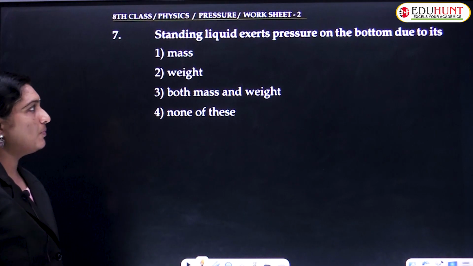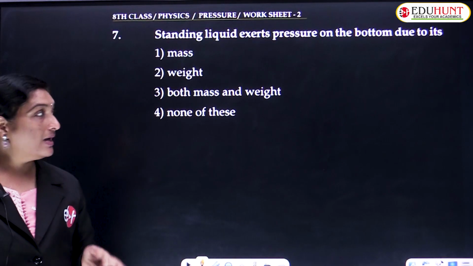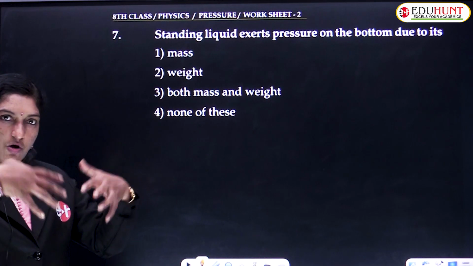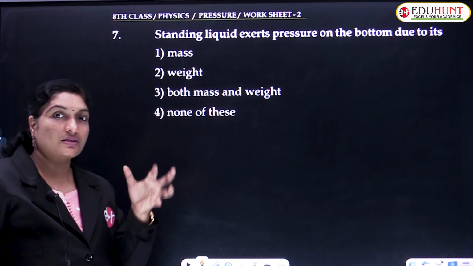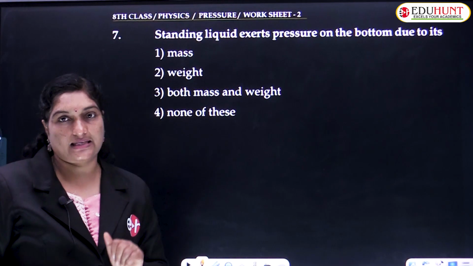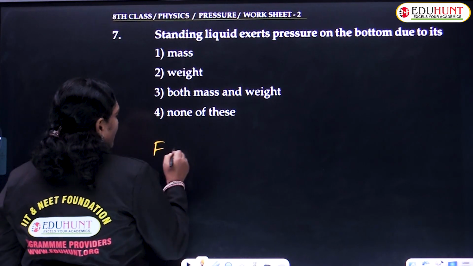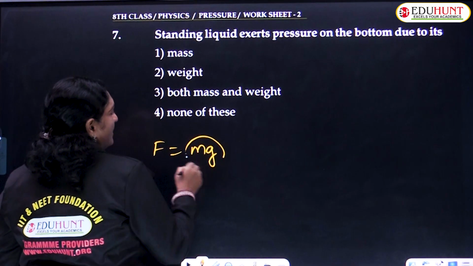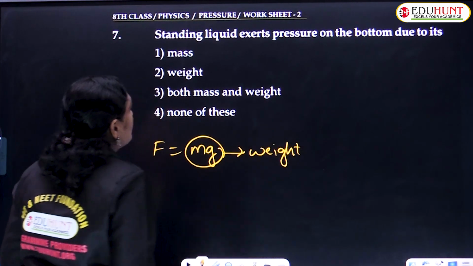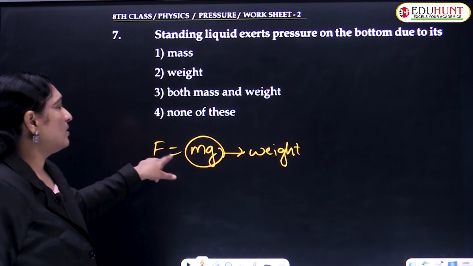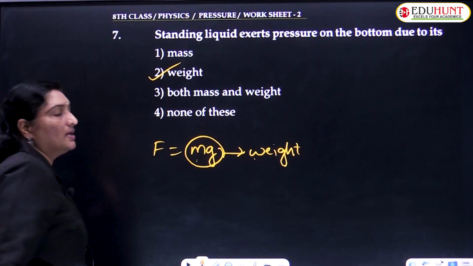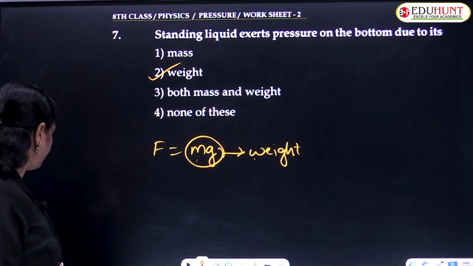Exerts pressure on the bottom due to its own mass, weight, both the mass and weight, or none of the above. So, in the downward direction, what we have calculated is the normal force acting downward. That normal force is also called thrust, and that thrust is given by F equals mg. But what is mg, children? Mg is nothing but weight. So, pressure on the bottom is due to its own weight. The correct option is option 2, weight.